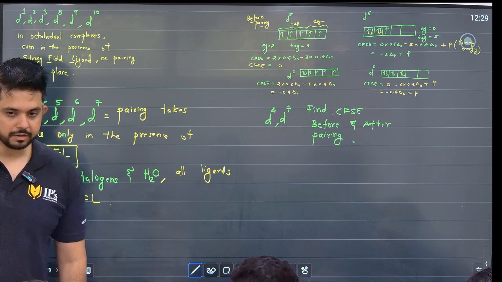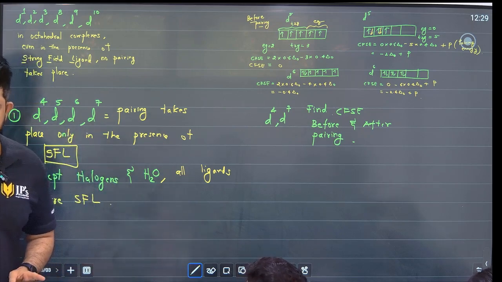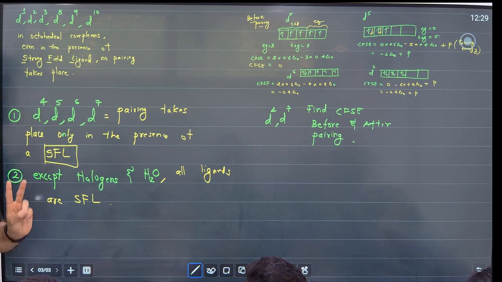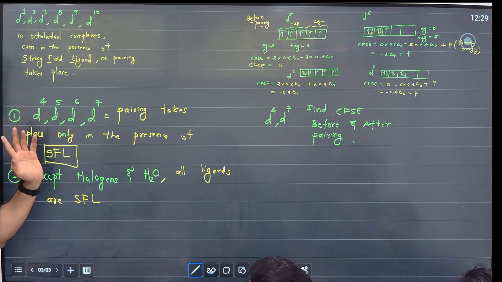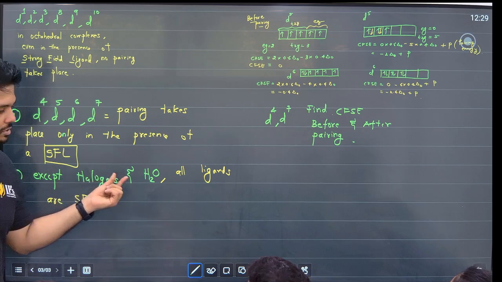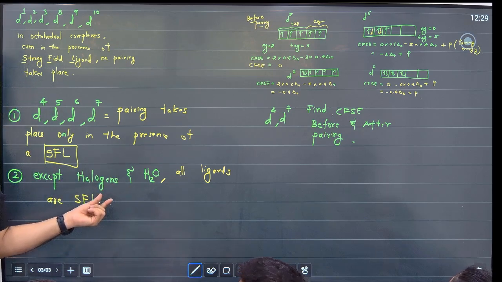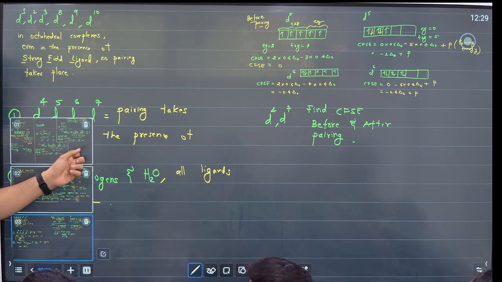So while doing VBT with modification of CFT, you will look for two rules. There are two steps that you have to properly check. First, you will check whether the central metal का configuration is D4, D5, D6, D7. Then you will check whether the ligand is SFL. How do you know? Except halogens and water, all are strong field ligands.